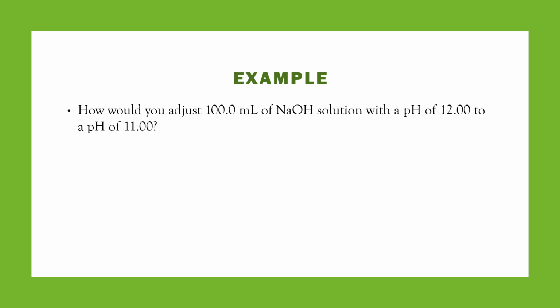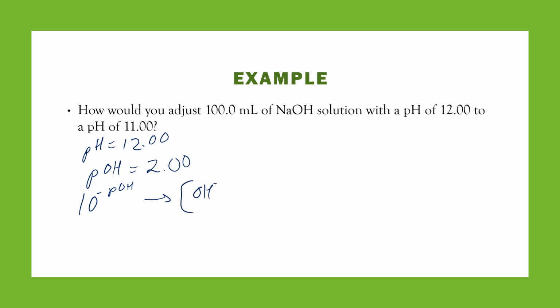So, if I have a pH of 12, then I know that my pOH is 2. Proper sig figs. And then if you do 10 to the negative pOH, you'll get that the OH- concentration is 0.010. Okay, so that's my hydroxide ion concentration in the original solution.